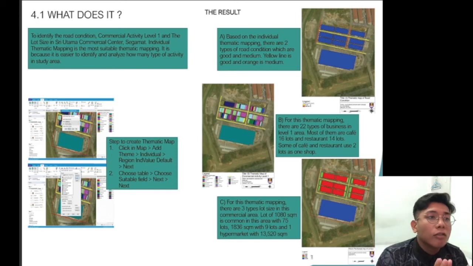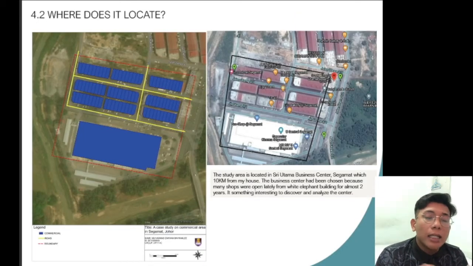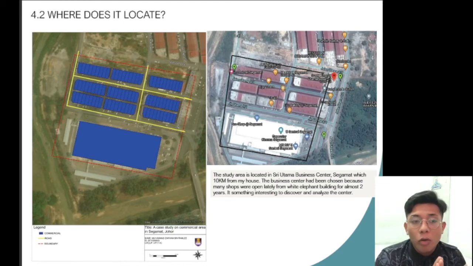The next page is 4.2, where does it locate? The study area is located in Sri Utama Business Center, Segamat, which is 10 km from my house. The business center was chosen because many shops were opened lately, after being a white elephant building for almost 2 years. It's something interesting to discover and analyze in the center.